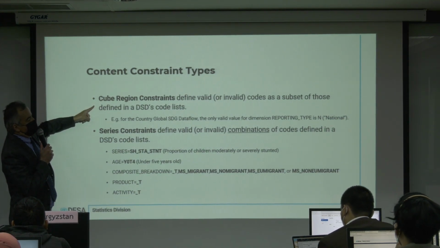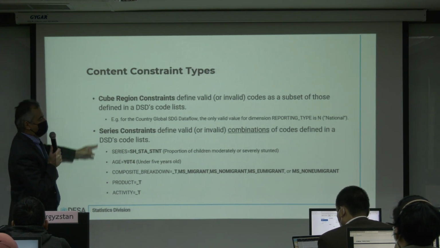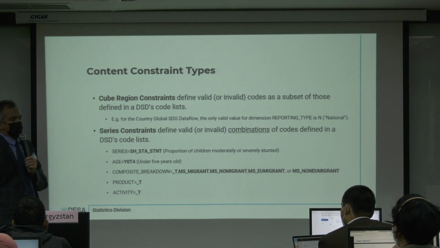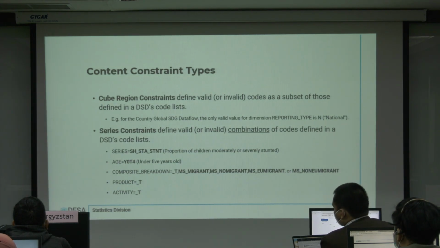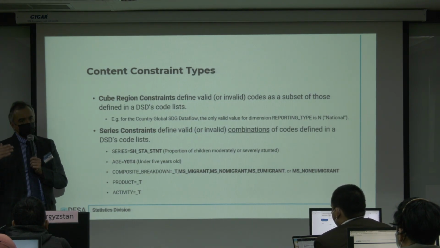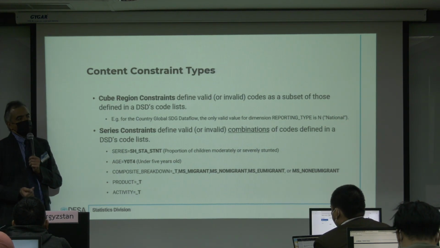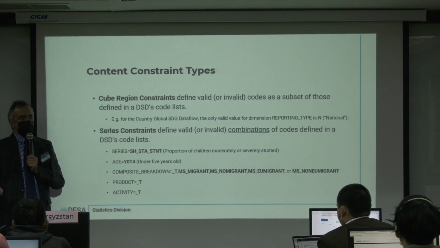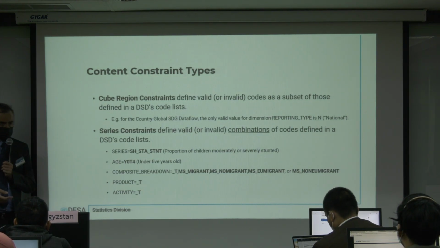Cube region constraints define valid or invalid codes as a subset of those defined in the TSD code list. For example, when Thailand was splitting its SDG dataset by the goal, I don't know how they did it, but it would make sense to define a cube region constraint, which for goal 5 would include only series codes for goal 5.